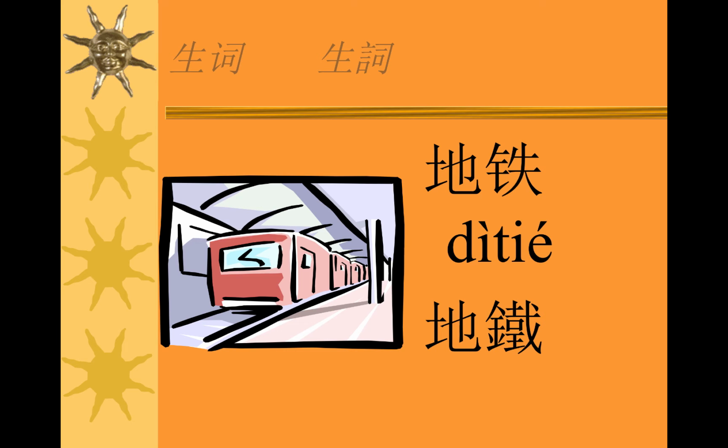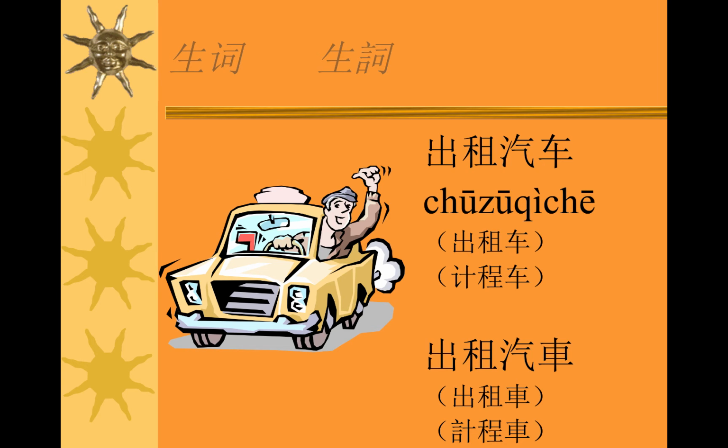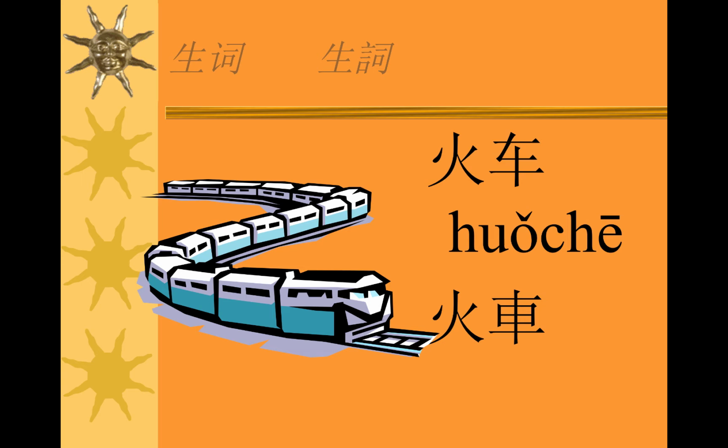地铁, subway, is another means of transportation that we 坐. 我坐地铁. 公共汽车 is also 坐. 我坐公共汽车. 出租汽车 is another one. 我坐出租汽车. A train, literally a fire vehicle, 火车. We also 坐. 我坐火车.